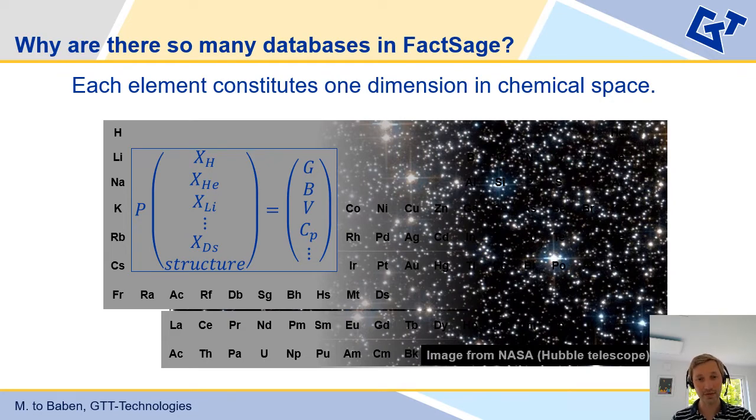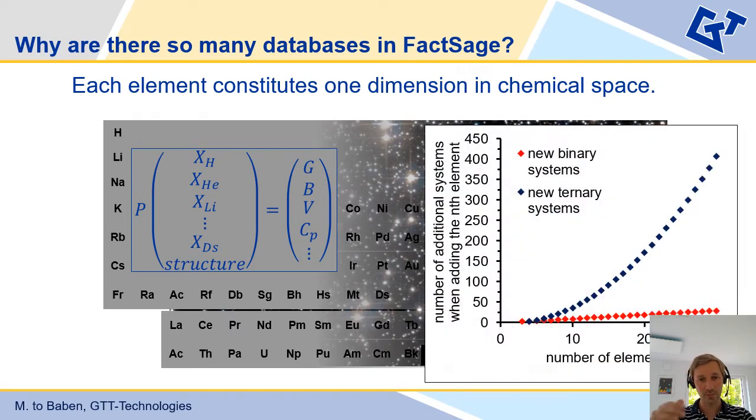So the 90 dimensions cause a problem for us because as the databases grow, the number of additional systems that we need to evaluate if we add another element to a database is increasing linearly for the binary systems, but with a second order for a ternary system, which means that for the 30th element in a database, we need to evaluate more than 400 ternary systems if you really want to evaluate all ternary systems. So that means it's just practical to narrow down the database development into different application fields.